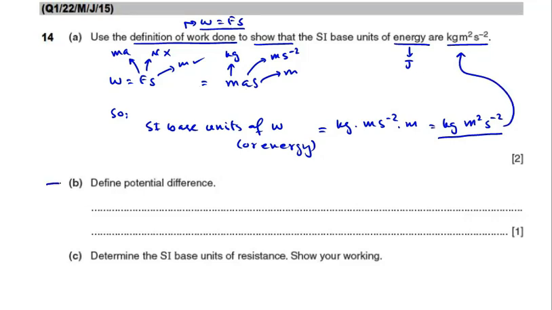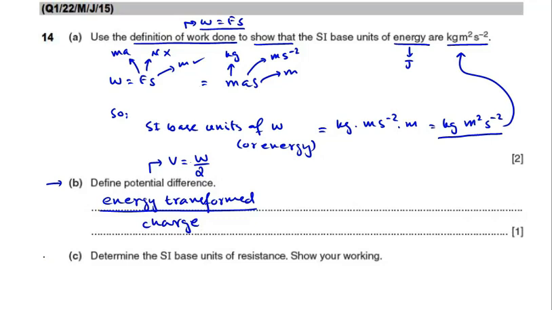Let's do the next part now. Part B says define potential difference. Students, we learned in the IGCSE that potential difference V is given by the formula W over Q, where W is the energy transformed from electrical to other form and Q is the charge. So potential difference may be defined by rewriting this expression using words: energy transformed over charge. Let's do the last part now.